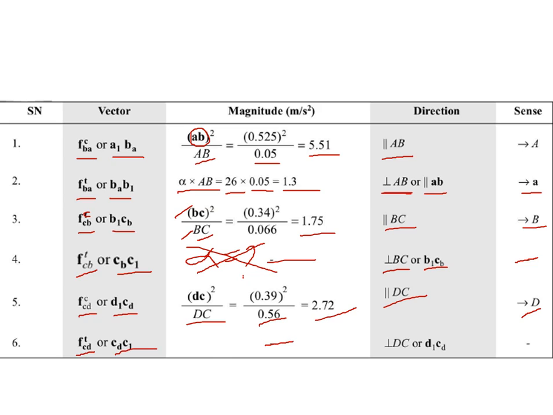Alpha is not given here, so we don't take this, just leave it blank. But you know the direction: it is CD, perpendicular to the link DC or D1 CD. So leave it as blank.